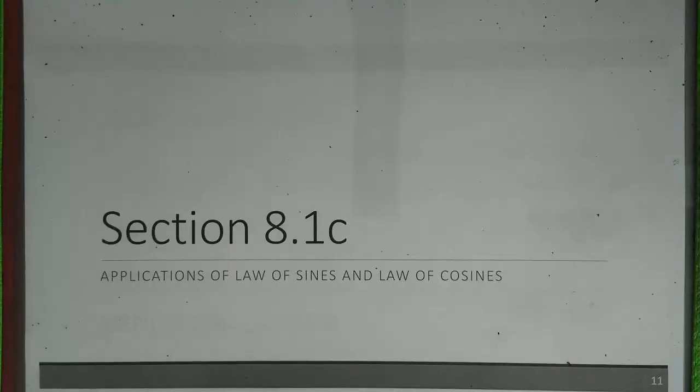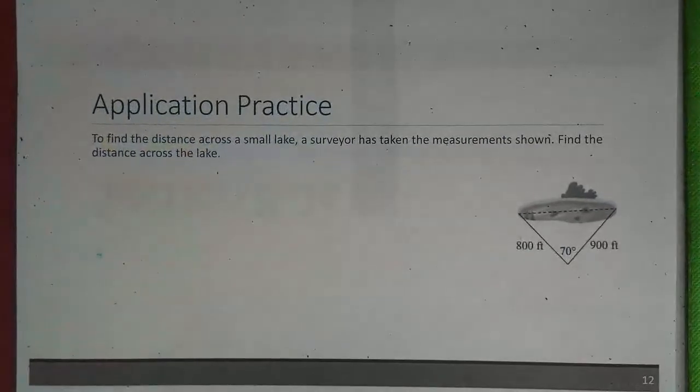In this video, we'll be looking at section 8.1c, which covers applications of the law of sines and the law of cosines. First up, to find the distance across a small lake, a surveyor has taken the measurements shown. Find the distance across the lake.